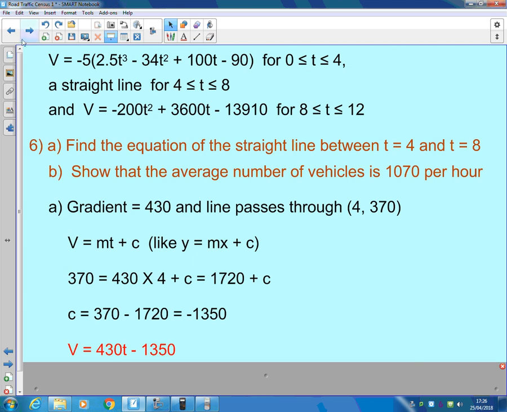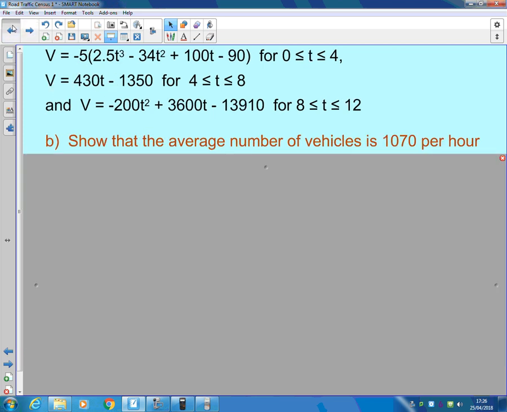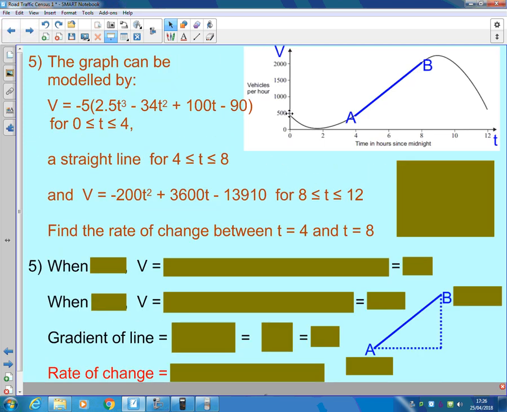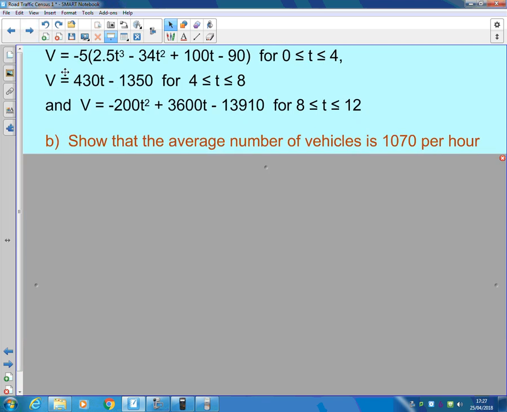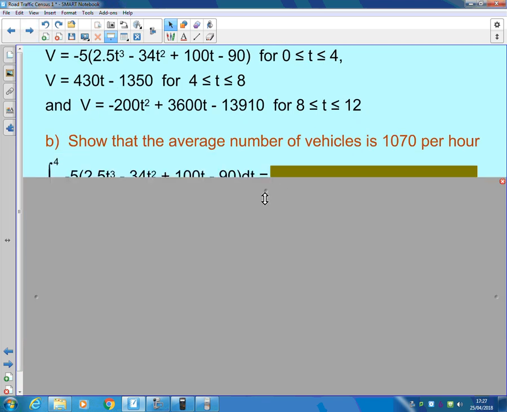Now, basically what we've got here is we've got to work out the area under that bit. We know its equation, it's there. The area under this line, we've just worked out its equation. And the area under that bit, we know its equation. They give it to us here. So let's go back to it, show the average number.